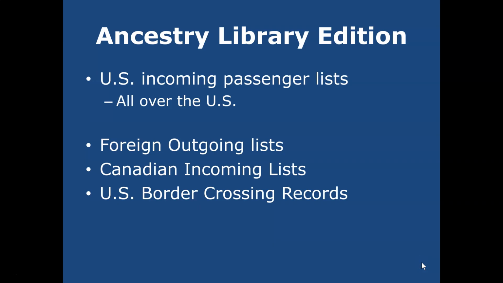Next, we'll focus on Ancestry Library Edition. You can do the same thing with Ancestry.com if you have an at-home subscription. Ancestry Library Edition has U.S. incoming passenger lists for all over the U.S. They also have foreign outgoing lists, Canadian incoming lists, and U.S. border crossing records. Right now, we're going to focus on the U.S. incoming lists, and we'll talk about the others later.